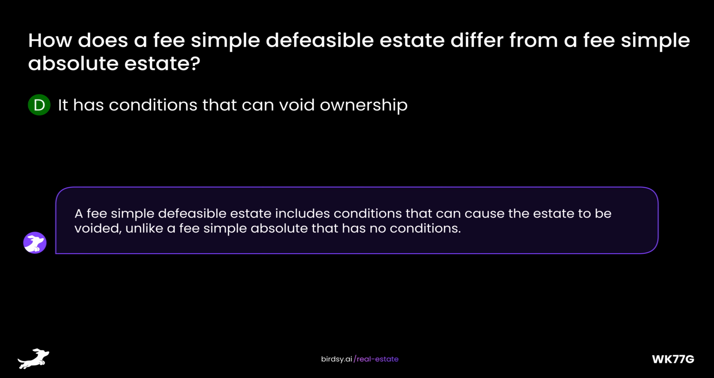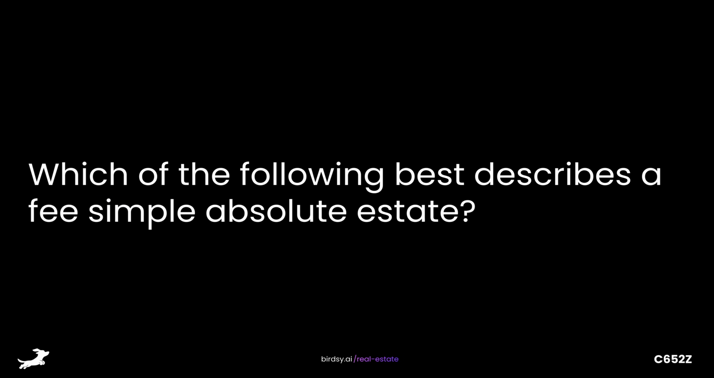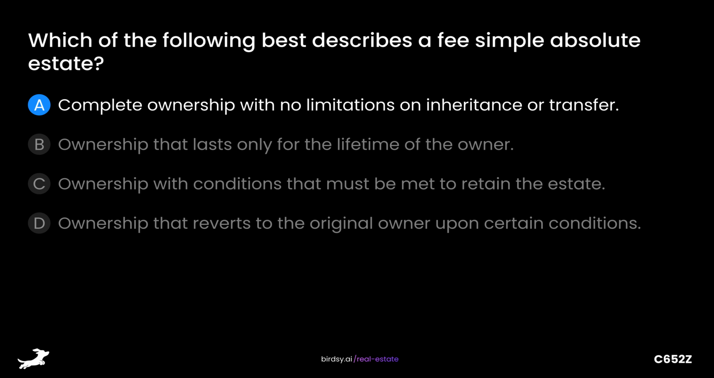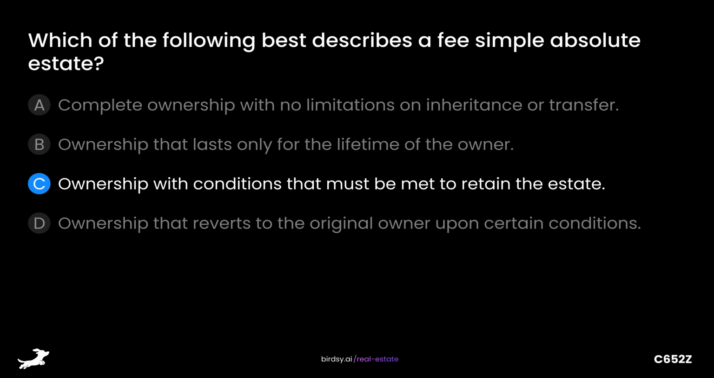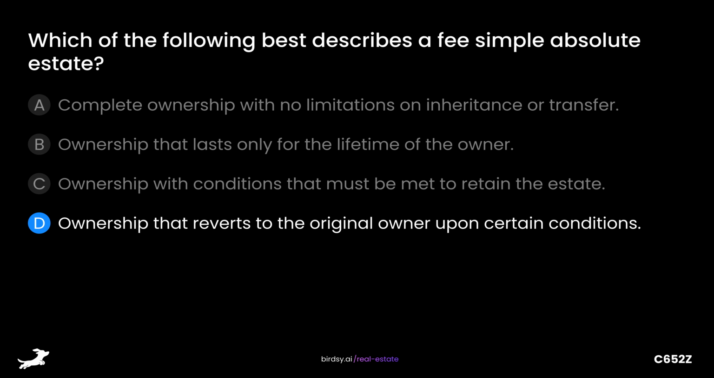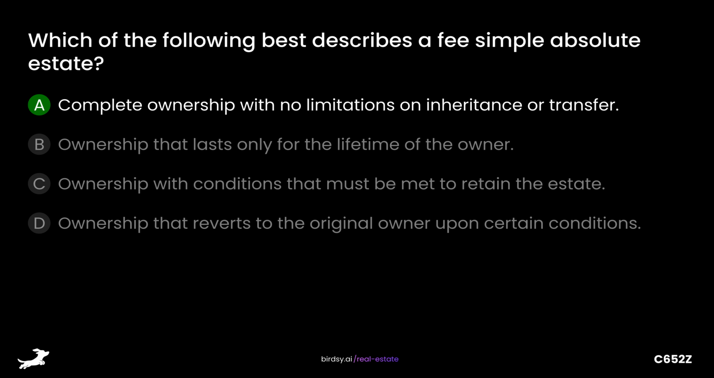that has no conditions. Which of the following best describes a fee simple absolute estate? Is it A, complete ownership with no limitations on inheritance or transfer, B, ownership that lasts only for the lifetime of the owner, C, ownership with conditions that must be met to retain the estate, or D, ownership that reverts to the original owner upon certain conditions? The answer is A, complete ownership with no limitations on inheritance or transfer.